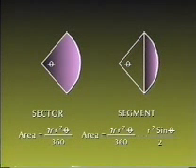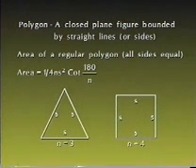For a segment, the area is equal to pi r squared theta over 360, just as it was in the sector of a circle, but we subtract r squared sine theta over 2. Here again, the central angle is in degrees and decimal of a degree. A polygon is a closed plane figure bounded by straight lines or sides. Here we have two examples of a polygon, one a triangle and one a square with all sides equal.